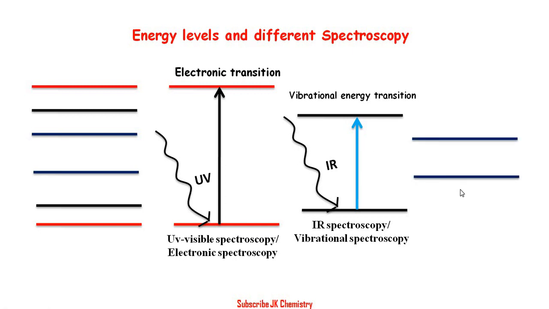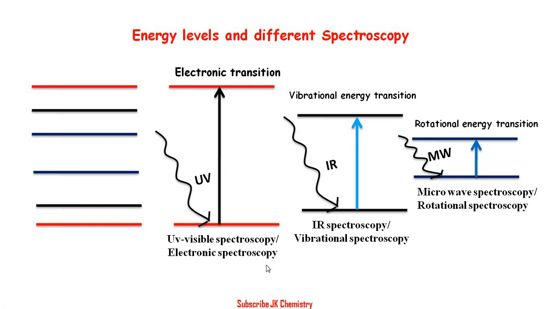Now when we go to the rotational energy levels, when the microwave in the electromagnetic radiation interacts with this matter, what will happen? Its rotational energy changes. That's why it is called microwave spectroscopy or rotational spectroscopy. So a rotational energy transition takes place during this process. So according to different kinds of energy and different kinds of radiation, we can classify different types of spectroscopy. Here we are mainly dealing with vibrational spectroscopy and microwave spectroscopy.